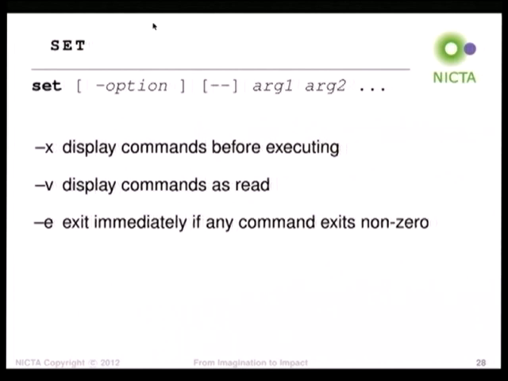Okay, dash V is interesting too. Dash V displays things as it reads it, and it will print out each syntactically correct construct it finds. So if you've got a syntax error and you can't work out what it is, it's quite often useful to do sh dash V of a file, and it will print out all the syntactically correct constructs, and then it'll stop. So the first one that's in your file that is not printed out is the one where the syntax error is.